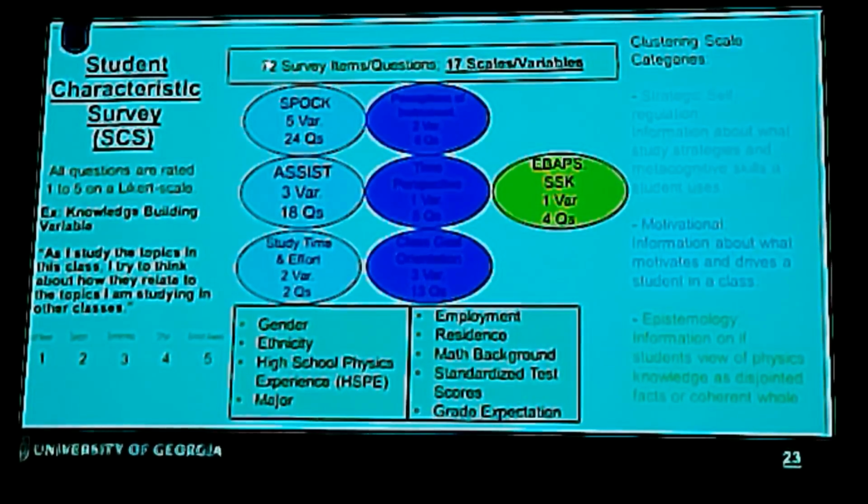So overall, we had 72 questions, and we measured 17 scales or variables. So psychometric.